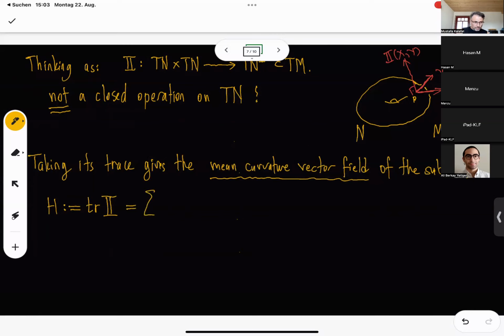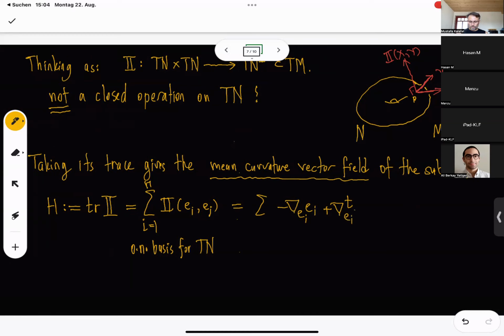So how are you going to compute it? Just plug in orthonormal basis vectors e_i of the submanifold, where i is running from 1 to n. Orthonormal basis for TN, then you can compute this as the sum of minus nabla e_i e_i plus nabla^T e_i e_i, right? So i is running from 1 to n.